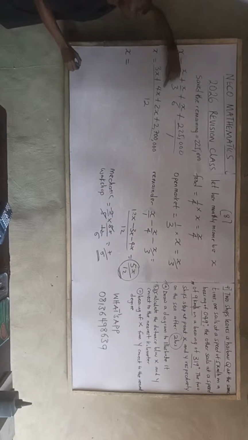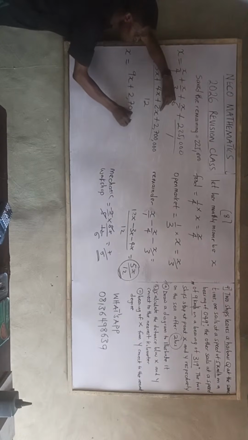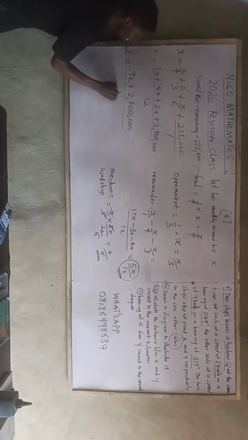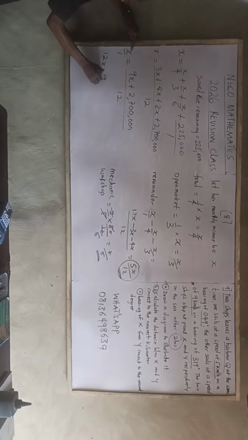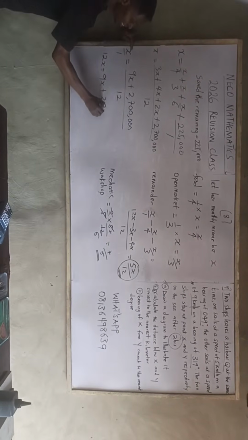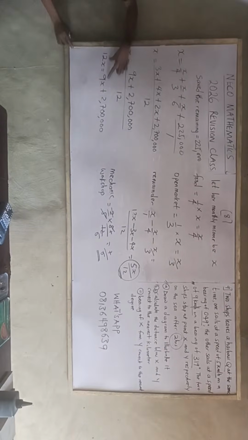Okay. So 3x plus 4x, that gives us 7x, plus 2x, that gives us 9x. 9x plus 2,700,000, over 12. The next thing we do here is we cross multiply. 12 times x, we have 12x equal to 9x plus 2,700,000. Then from here you collect like terms.